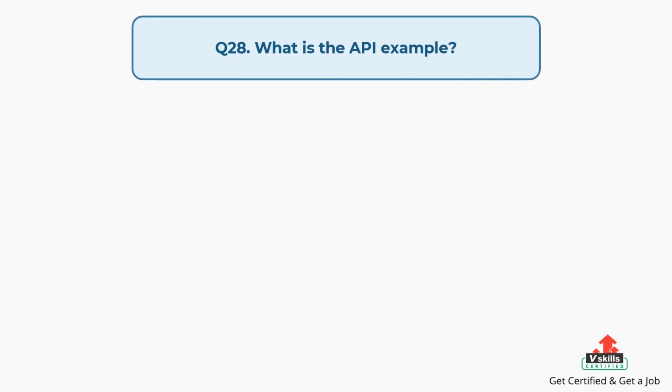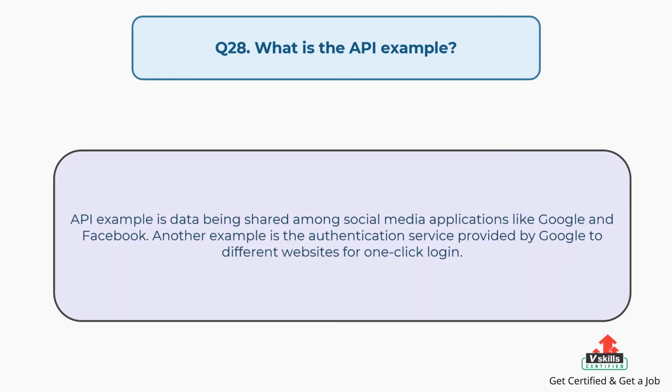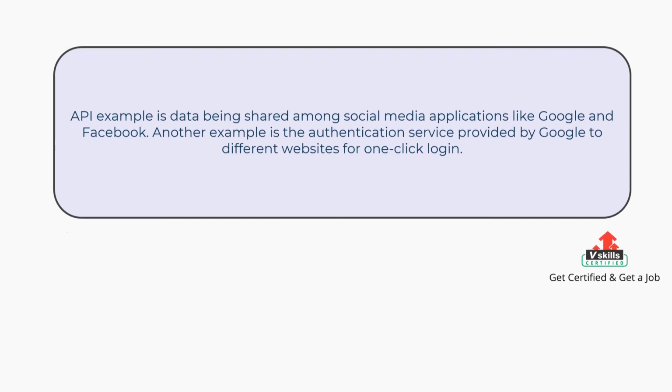Question number 28. What is an API example? The answer is: an API example is data being shared among social media applications like Google and Facebook. Another example is the authentication service provided by Google to different websites for one-click login.